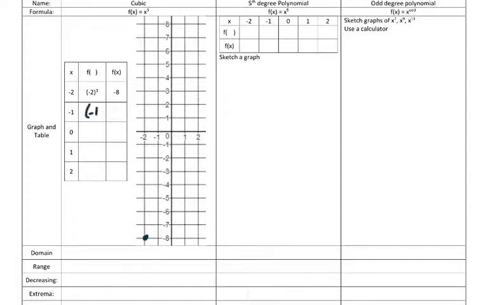And then if I do -1 cubed, it's going to be -1 again, because a negative times a negative times a negative is still negative. Three negatives, an odd number of negatives, makes a negative, all right? And then 0 cubed is still 0. 1 cubed is just 1. And then 2 cubed is 8.